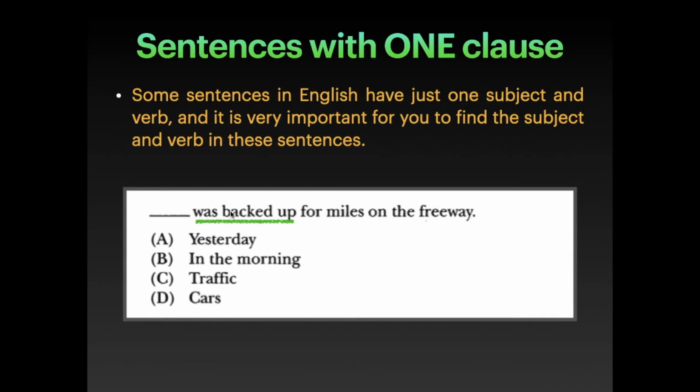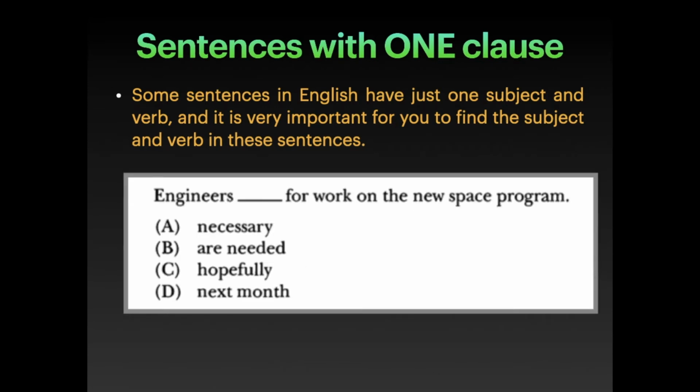Como tenemos el verbo was, necesitamos que tenga concordancia. So this is a singular verb, we need a singular subject. In this case, the correct answer is traffic, letter C, because cars is plural. Si pusiéramos cars, necesitaríamos que aquí dijera were, right? Let's look at this other example.